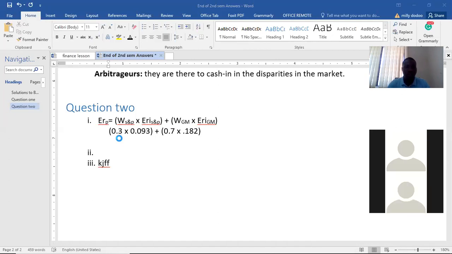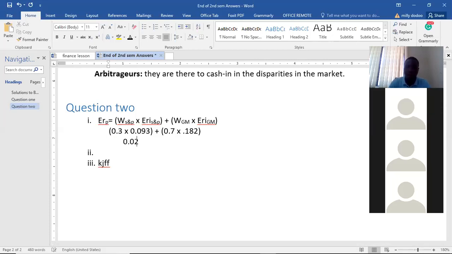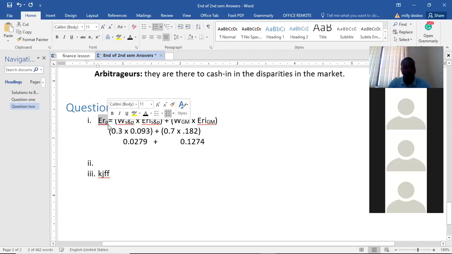0.0279, plus 0.7 multiplied by 0.182, 0.1274. Good. And so therefore, your expected portfolio return will be how much?